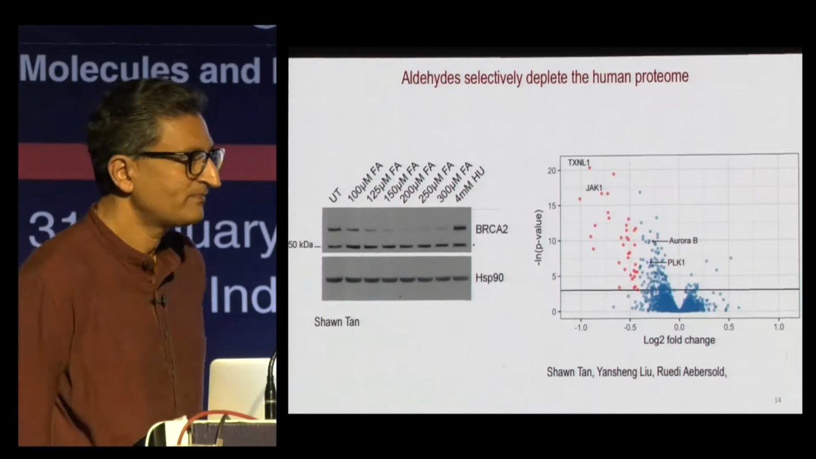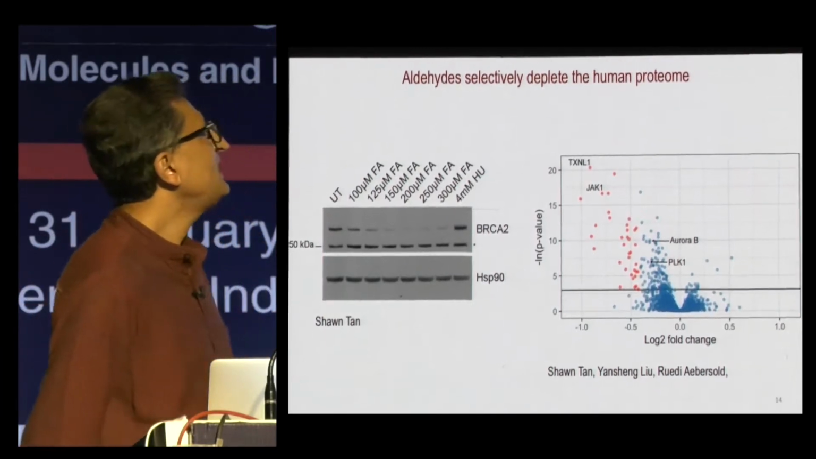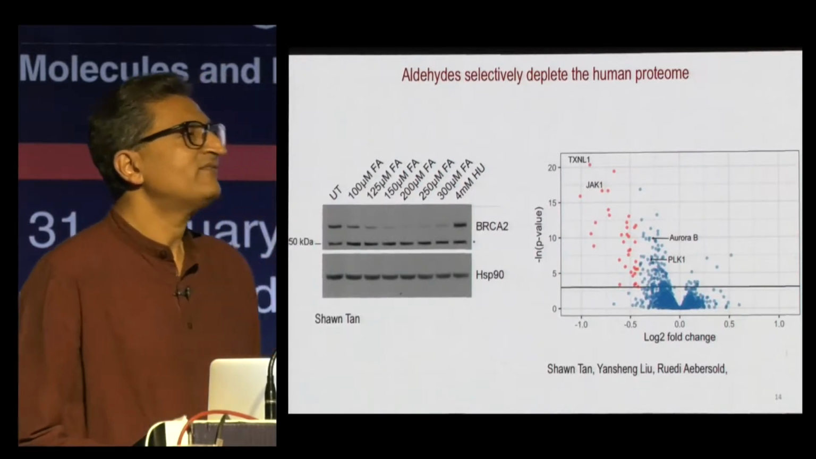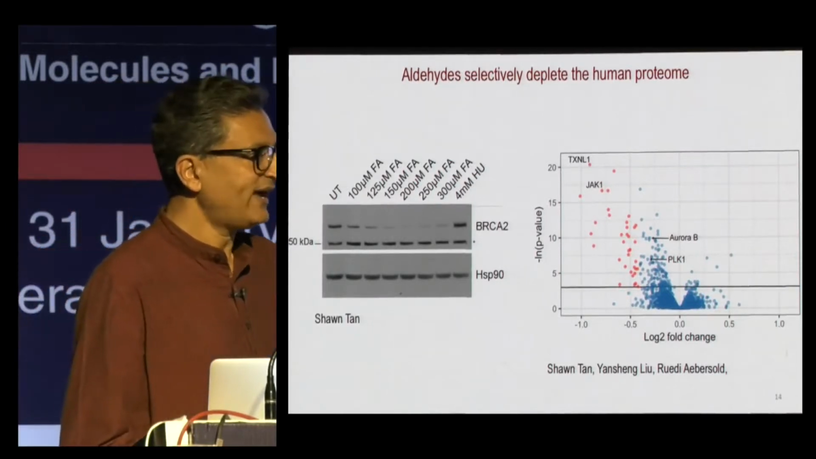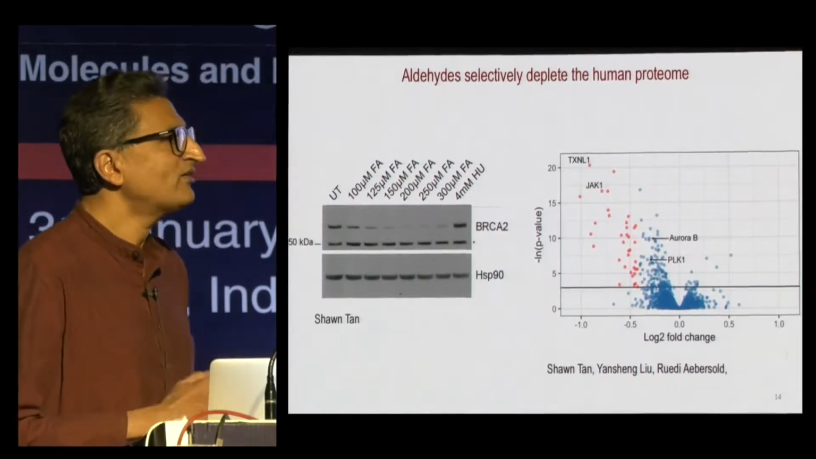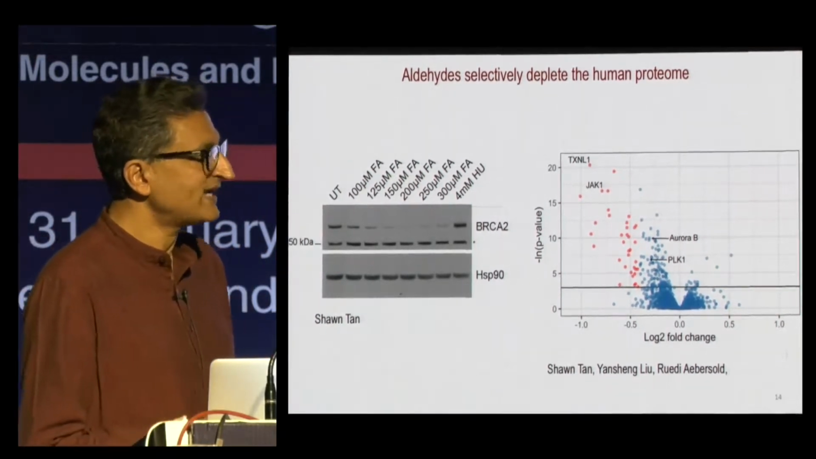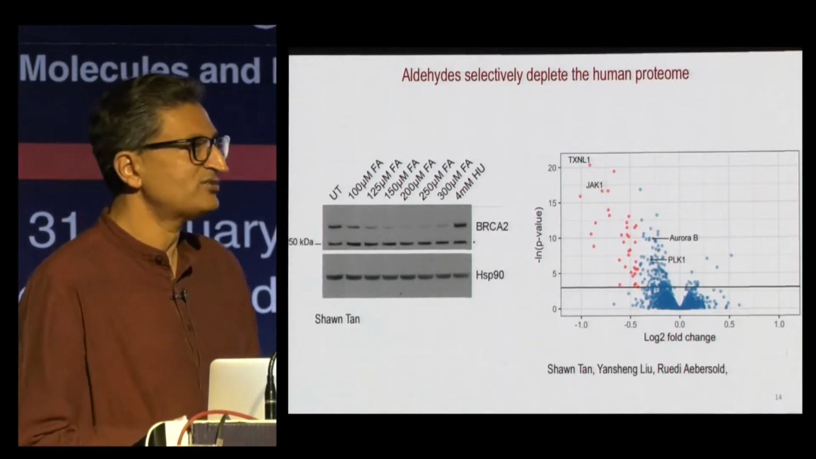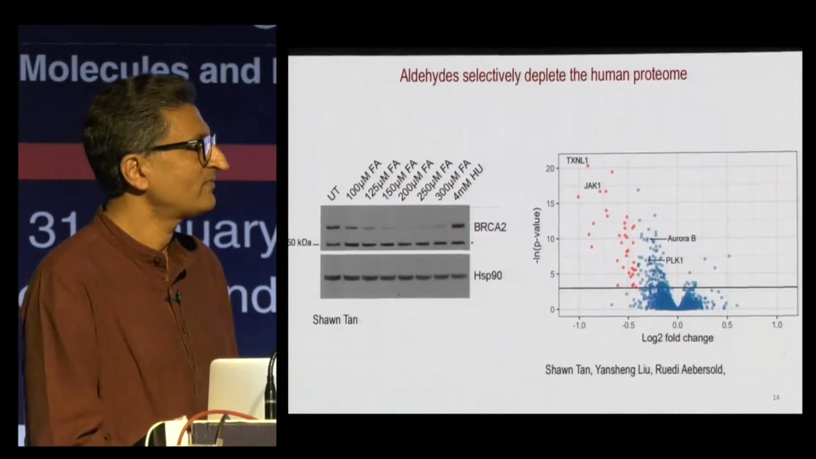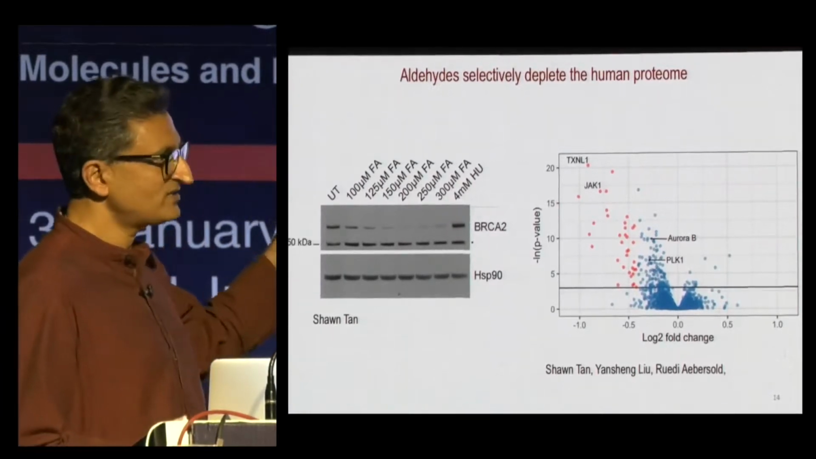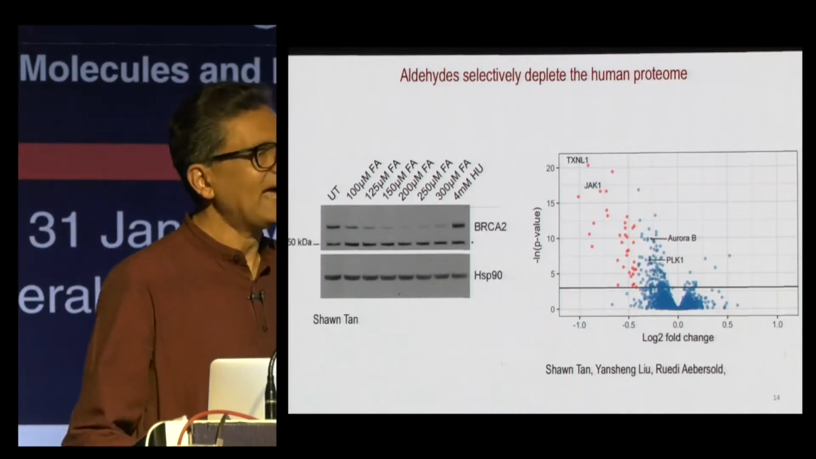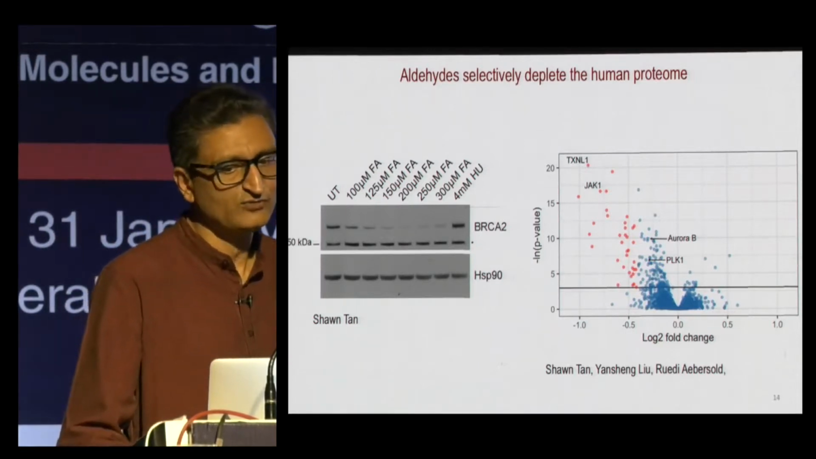How does this work? The key finding is we are able to show that aldehydes have a previously unrecognized effect in selectively depleting about 30 to 50 proteins detectable by SWATH mass spectrometry in the entire cellular proteome. It's a very selective effect. And you can see that BRCA2 is one of the proteins targeted by this effect. Aldehydes deplete BRCA2 from cells.